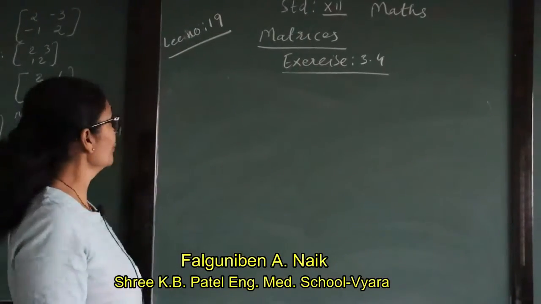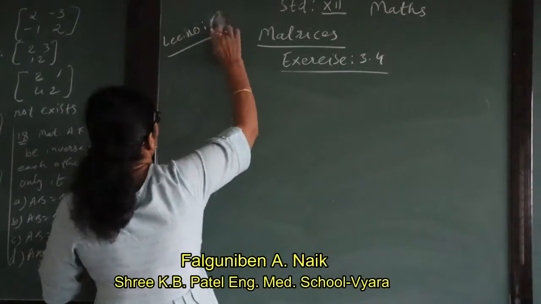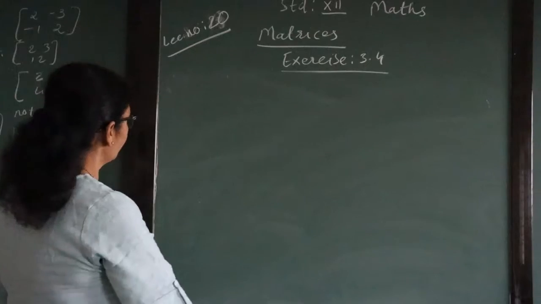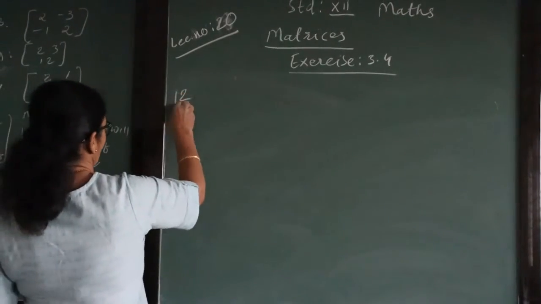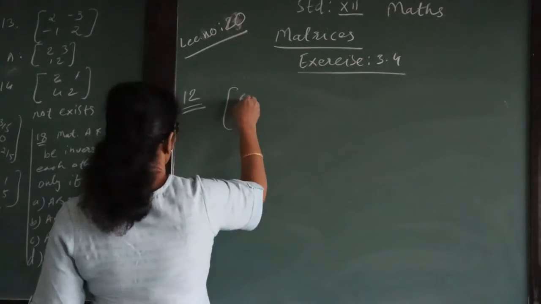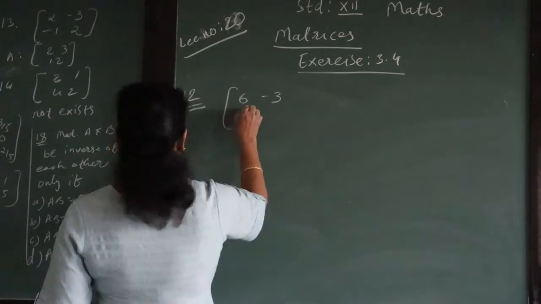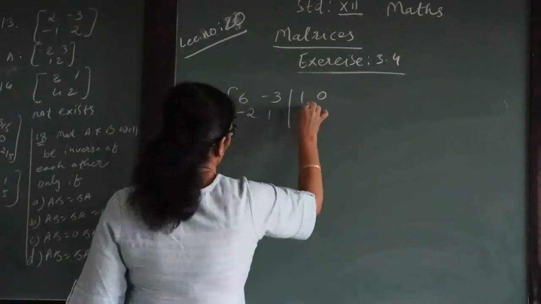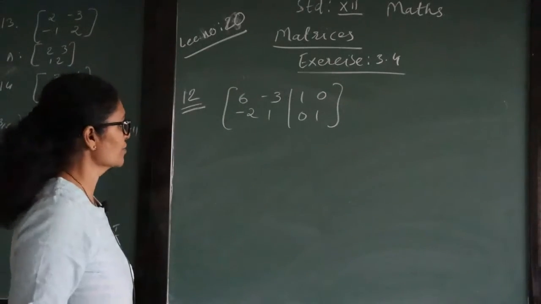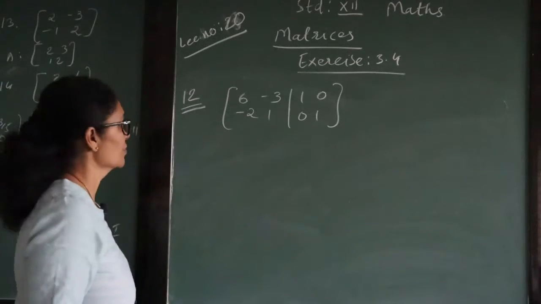Everyone, this is our 28th lecture of matrices and we are doing exercise 3.4. We continue with our next question, the 12th one, in which your matrix is given: 6, -3, -2 and 1. We have to find the inverse if it exists. By which method? Our row reduction method, or you can say elementary operation.